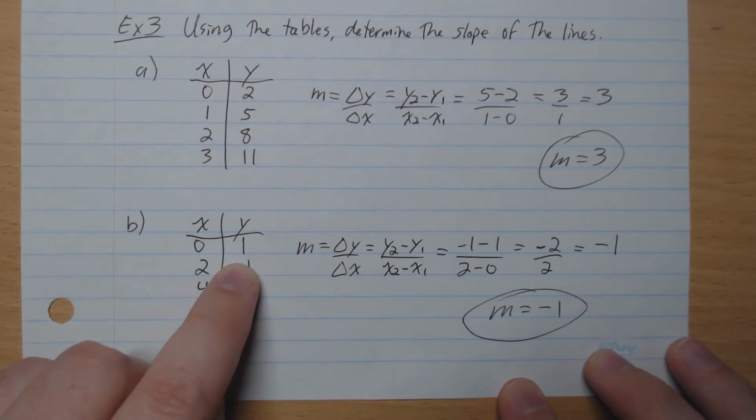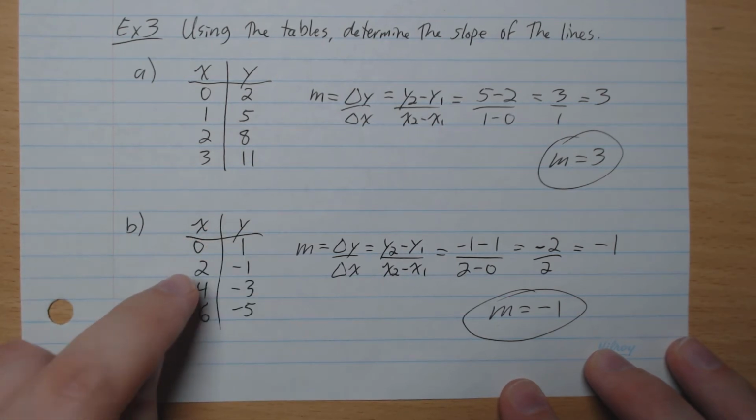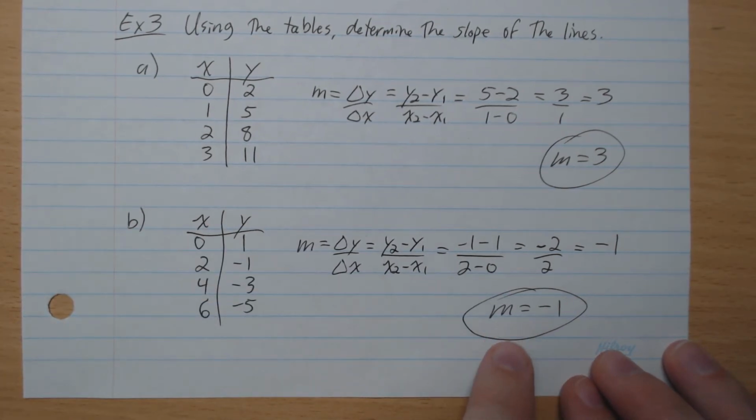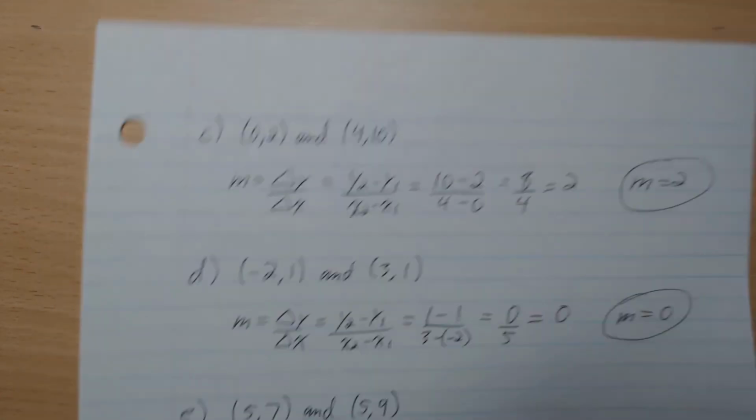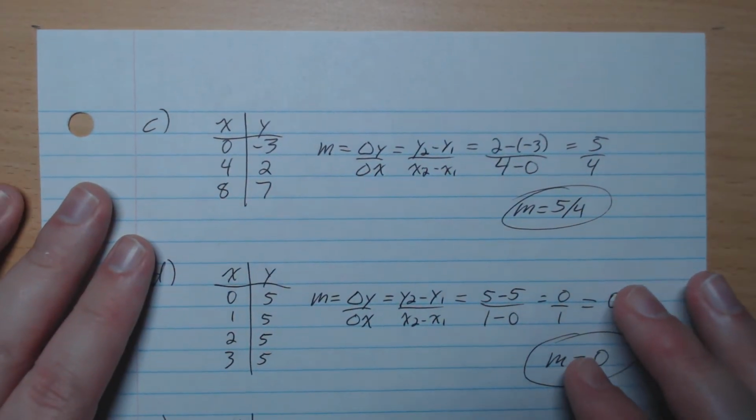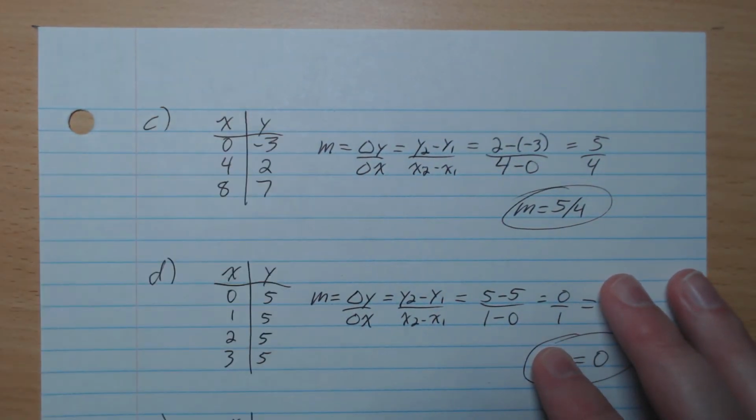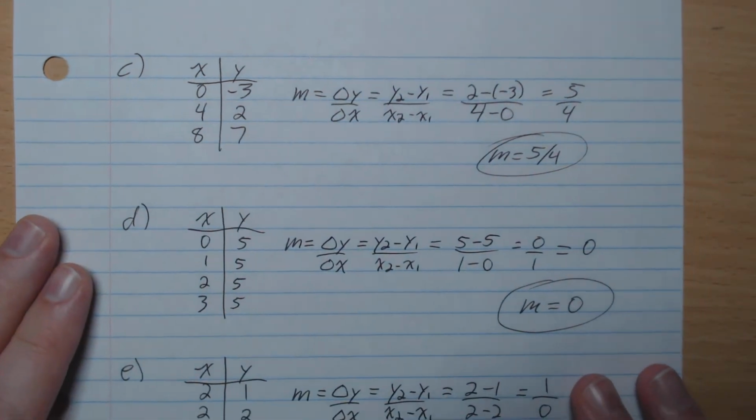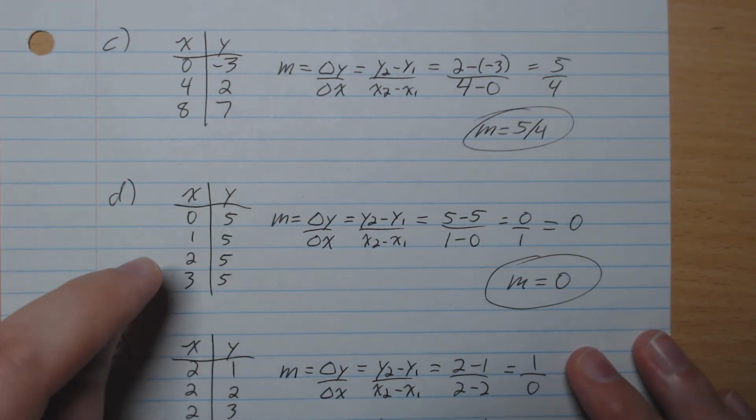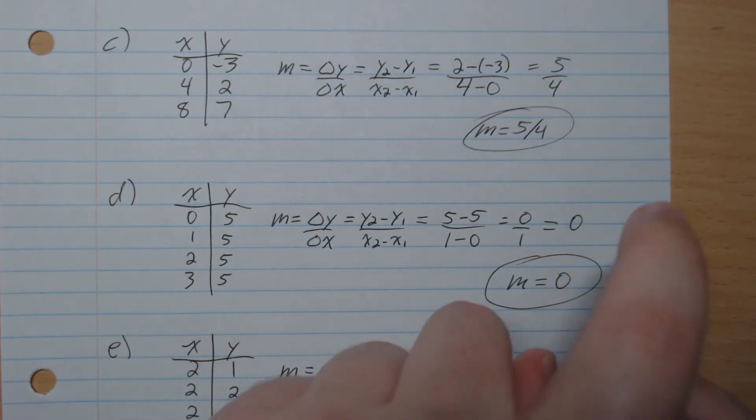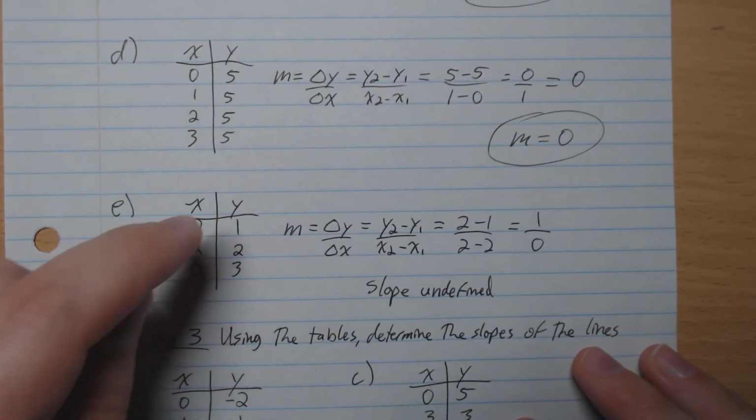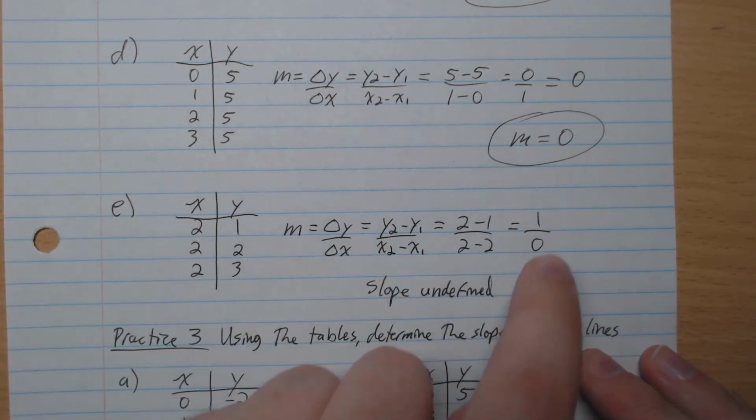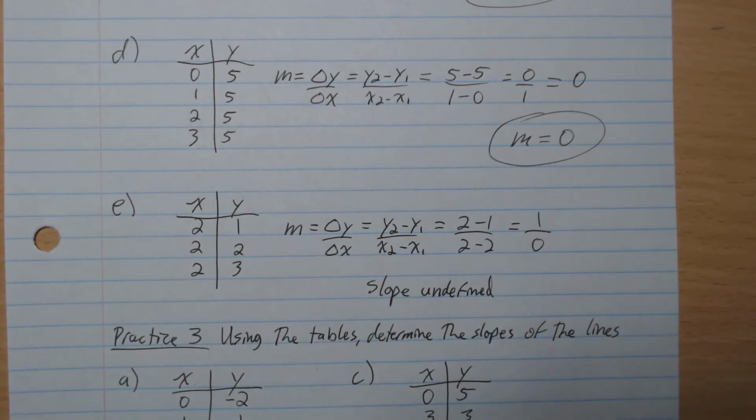B, negative 1 minus 1 divided by 2 minus 0. And so this gives the slope of negative 1. C, 2 minus negative 3 over 4 minus 0. So our slope is 5 over 4. D, 5 minus 5 over 1 minus 0. So we have 0 over 1. So our slope is 0. E, 2 minus 1 over 2 minus 2. So we have 1 over 0. So we have slope undefined.